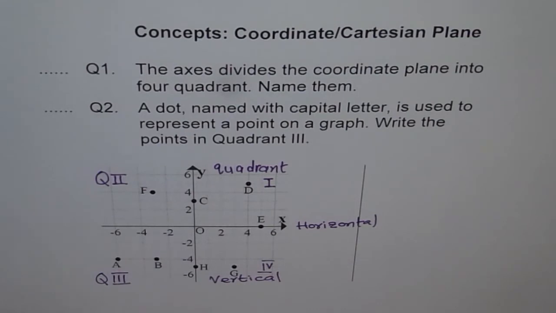I have seen students in grade 11 and 12 naming this as quadrant 1. Why? The CAST rule starts from here, C-A-S-T, and they think that is quadrant 1. No, this is quadrant 4. So the quadrants are 1, 2, 3 and 4, and this center point is called the origin. Now let's look into question 2.